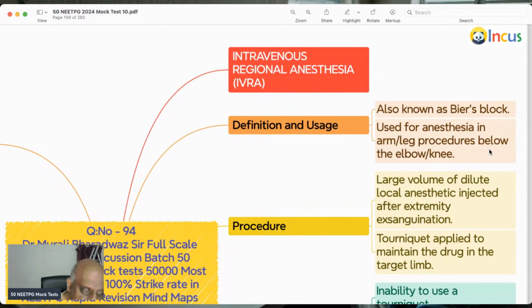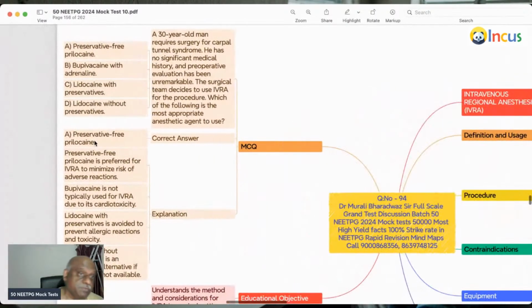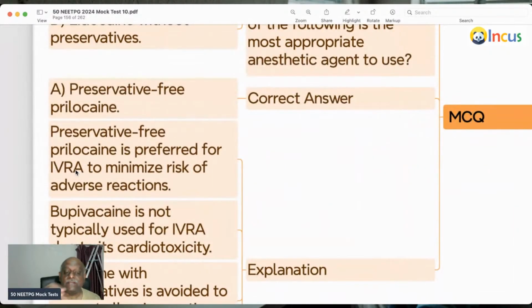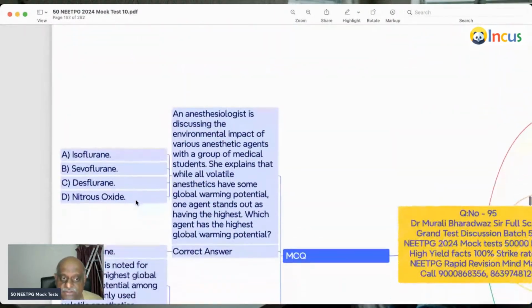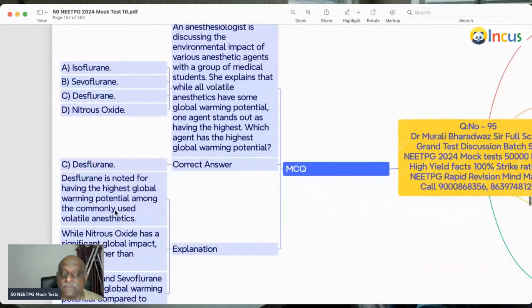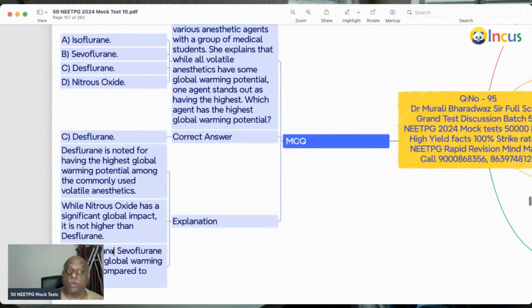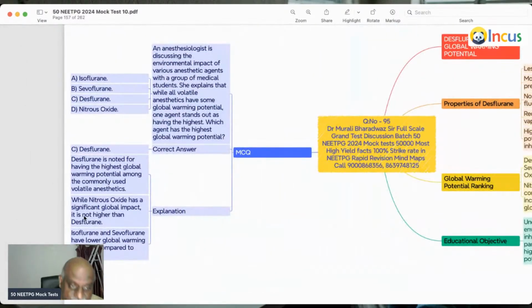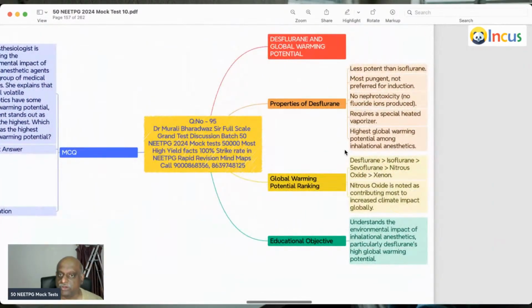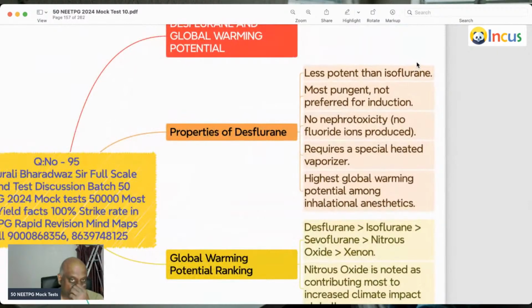Whenever you are doing anesthesia for arm or leg procedures below the elbow or knee, you do the Bier's block. Preservative-free prilocaine is the one preferred for IVRA to minimize the risk of adverse reactions. Now, desflurane is the drug noted for global warming potential among the volatile anesthetics. So you should know all the properties of desflurane.